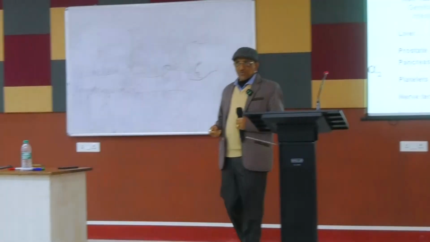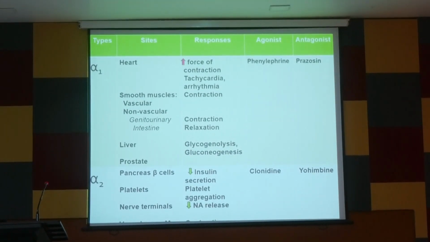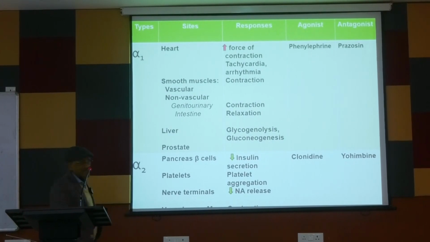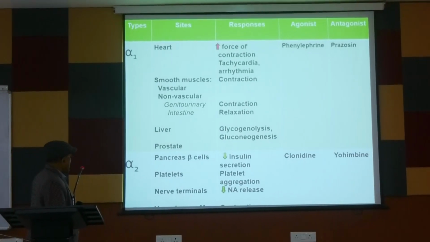Next, alpha 2, it is the pancreatic beta cell decrease insulin secretion. Again, the rise of blood sugar level may occur. Platelet aggregation, alpha 2 receptor, and another most important is the presynaptic nerve terminal decrease the release of norepinephrine.